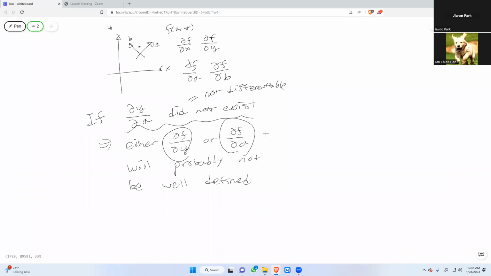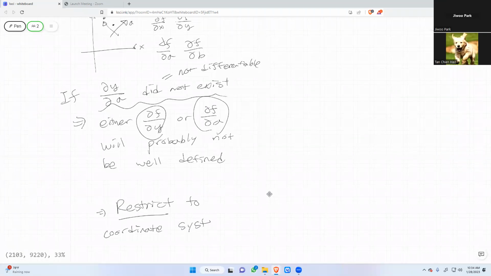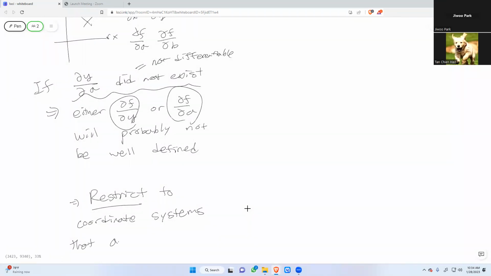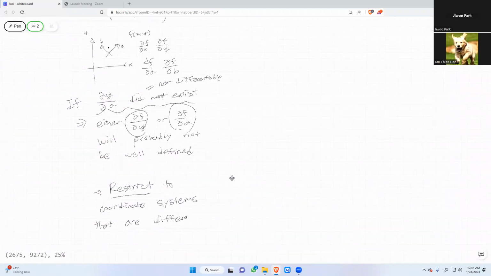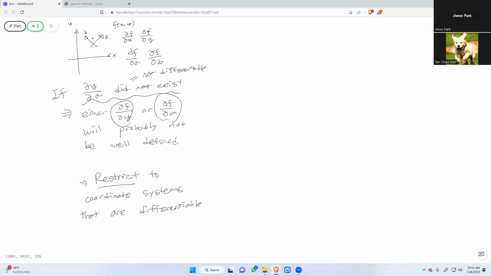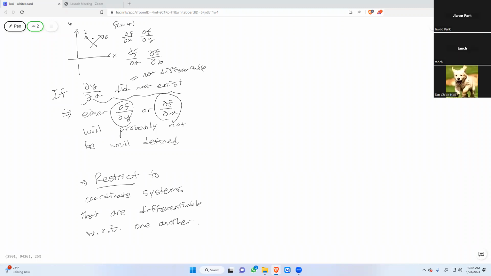So we would have to restrict to coordinate systems that are differentiable with respect to one another. So we can only work with these particular coordinate systems. This seems like a pretty reasonable way to do things. In fact, it might not make much sense to do things in a different way if you want to do calculus on manifolds.